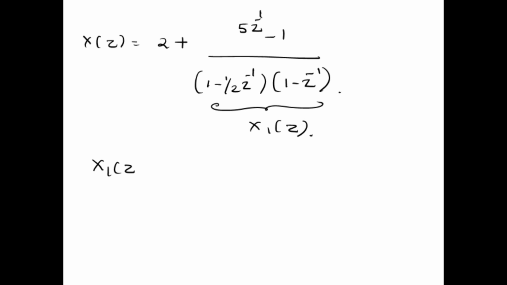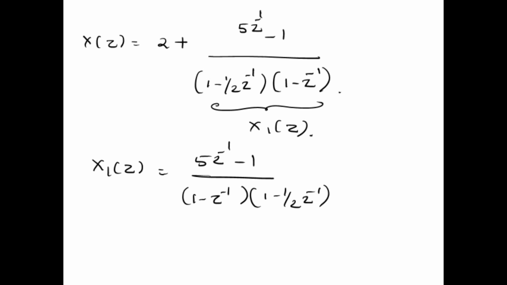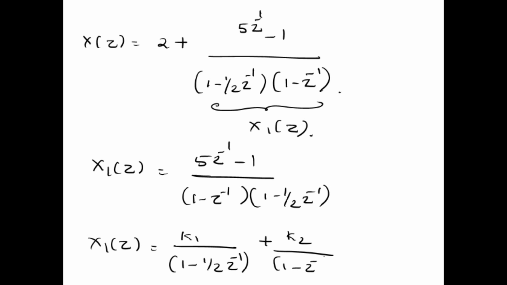Then x1 of z is equal to (5 z inverse minus 1) divided by (1 minus z inverse) into (1 minus half z inverse), or x1 of z is equal to k1 divided by 1 minus half z inverse, plus k2 divided by 1 minus z inverse.